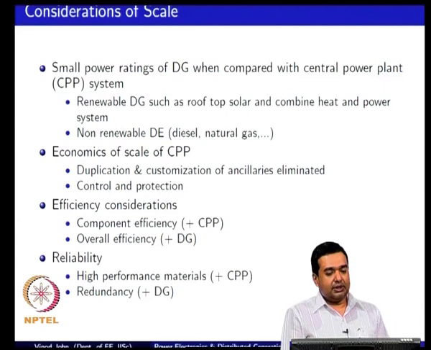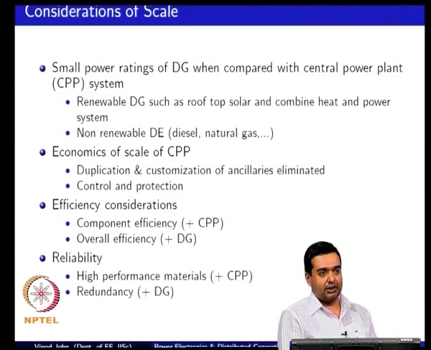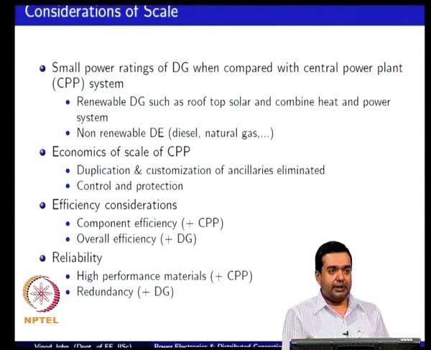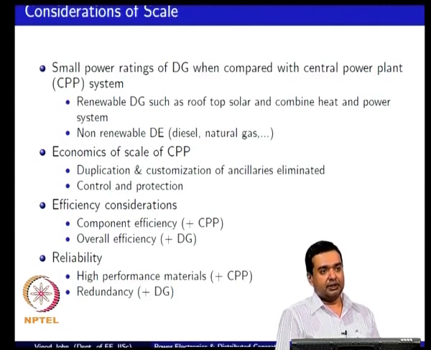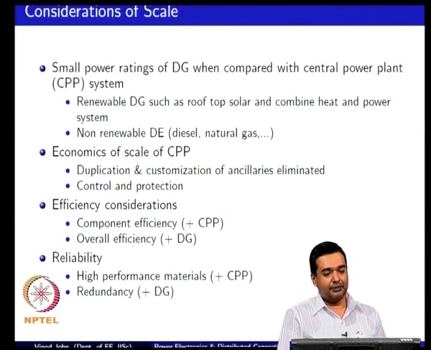If you look at renewable DG systems like rooftop solar or combined heat and power systems, they are of a lower rating, typically for a household or commercial rating. So, you cannot use the same level of sophistication or advanced materials. You may not be able to use hydrogen cooling, for example, to cool the conductors of a residential synchronous machine, whereas you could easily use that. It is typically used in a large centralized generator.